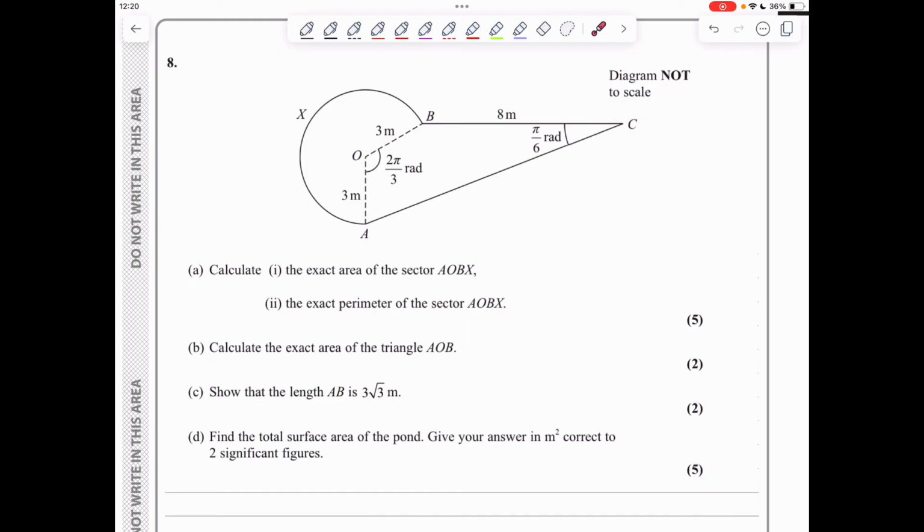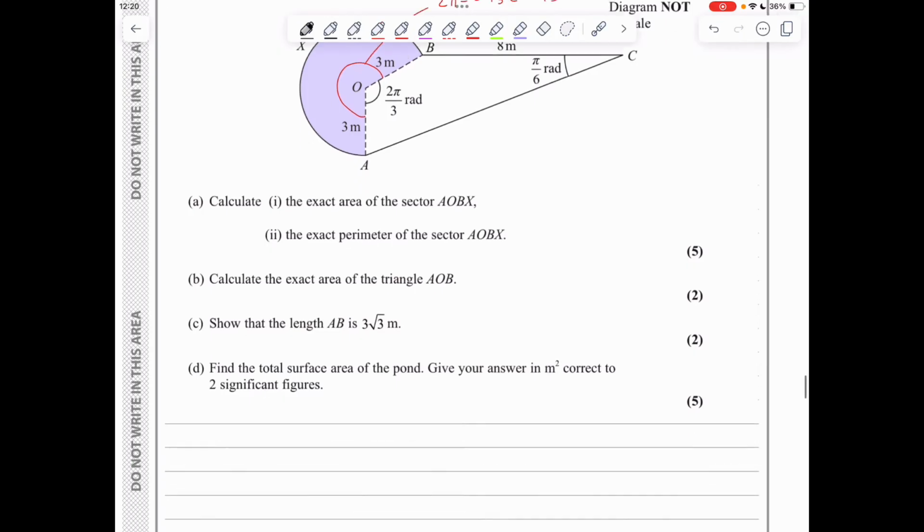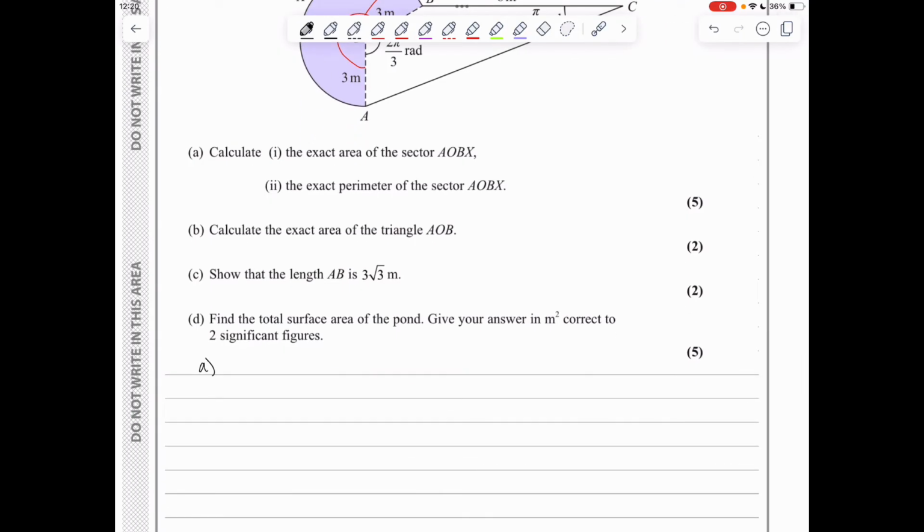In question 8, we are given the plan view for a design for a pond, and we are asked in part A to find the exact area of the sector AOBX, which is the one we are highlighting here. So we start by noticing that the angle here is 2 pi over 3. We are obviously in radians. So the first thing we do is say that this angle here should be 2 pi minus 2 pi over 3, which gives an answer of 4 pi over 3. So we've got the angle of the major sector BOAX.